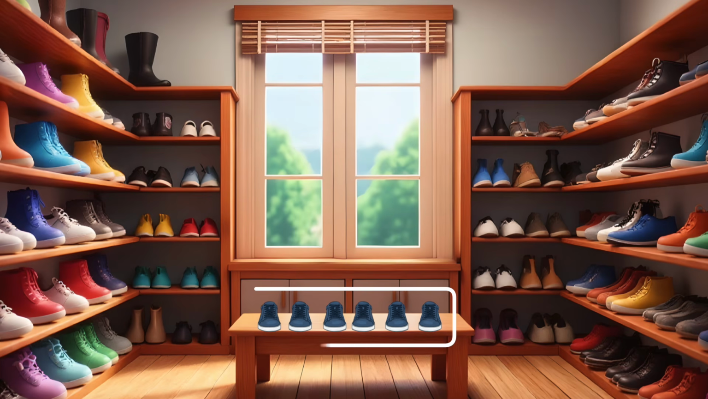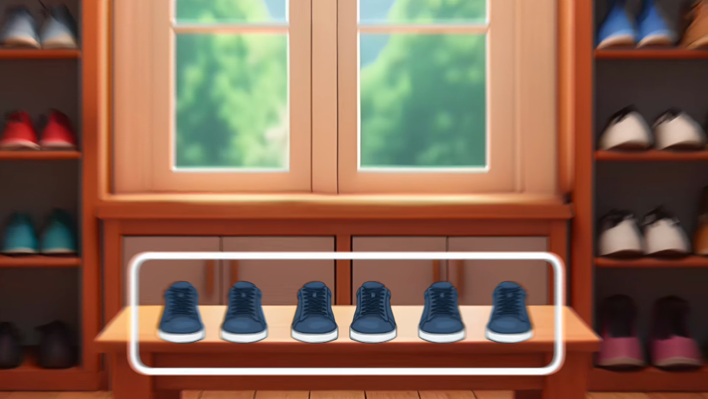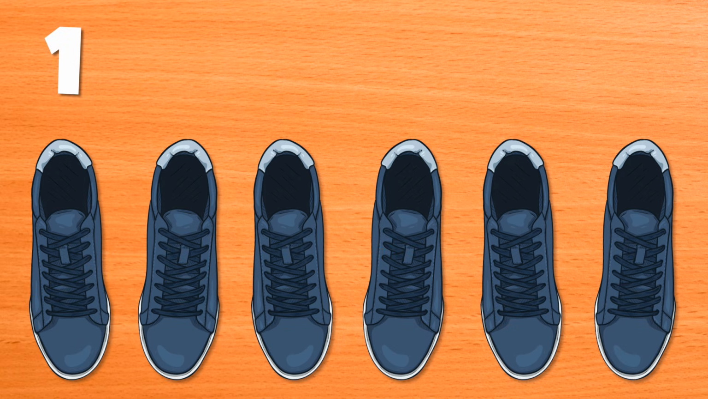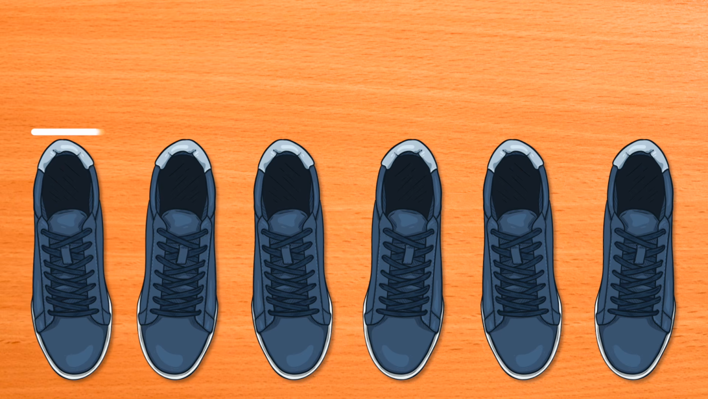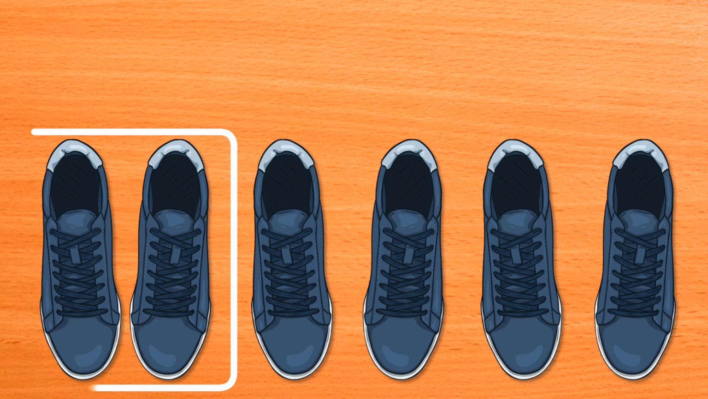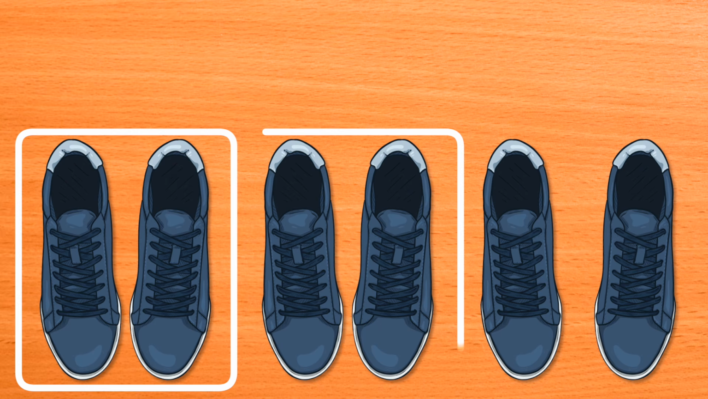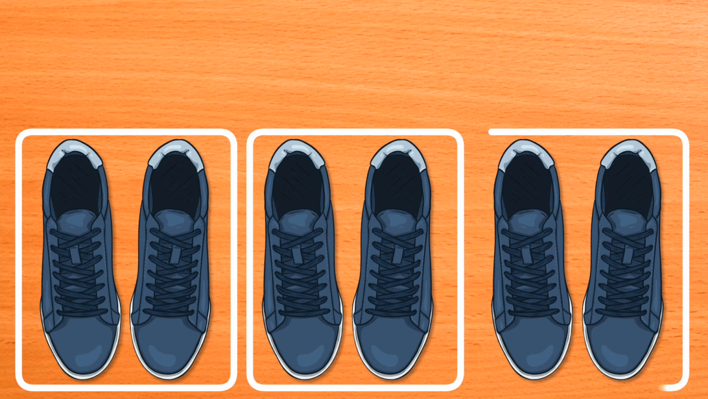Look at the shoes on the bench. Now count them with me. 1, 2, 3, 4, 5, 6. Now watch carefully. We are going to make pairs. These two make a pair. Here's another pair. And here's one more pair.